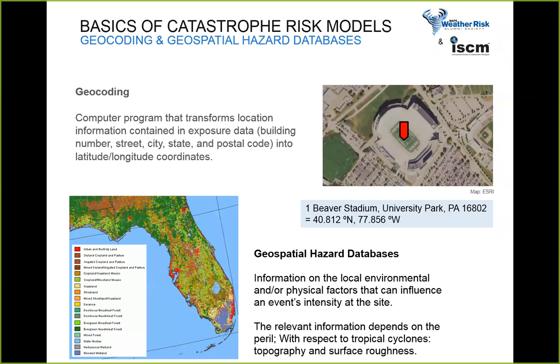The second piece are geospatial hazard databases. So this is information on the local environmental factors that influence event intensity at a given risk location. So with tropical cyclone wind, obviously it's going to be topography and surface roughness that influence. And here is a land use map of Florida. And of course, the roughness lengths that affect the wind speeds at any location will be affected by the surface roughness. And of course, the direction of the wind and fetch upwind of a given risk, not just the immediate local area, is also considered in determining the intensity at a given site.